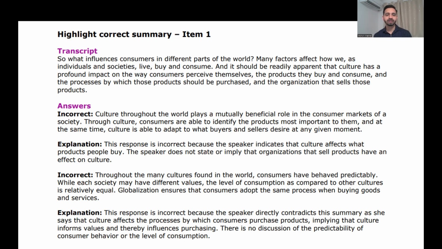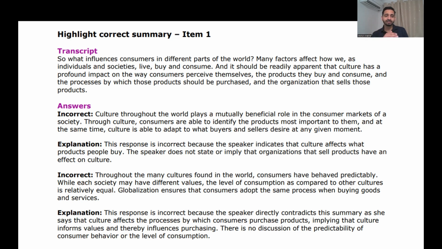The first one: culture throughout the world plays a mutually beneficial role in the consumer market of the society. Through culture, consumers are able to identify the products most important to them, and at the same time, culture is able to adapt to what buyers and sellers desire at any given point.